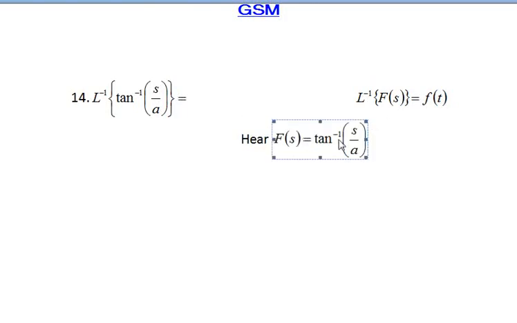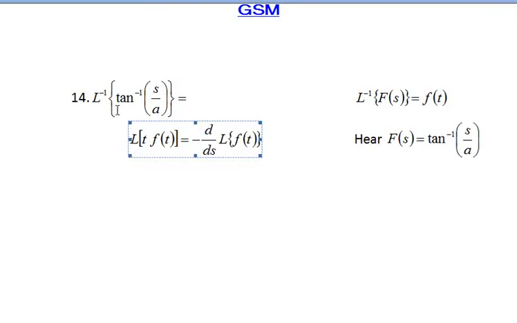Here L inverse of tan inverse of s by a is in the format of L inverse of F of s. You have to consider this as L inverse of capital F of s equals f of t. Here capital F of s equals tan inverse of s by a. Therefore F of s equals tan inverse of s by a.